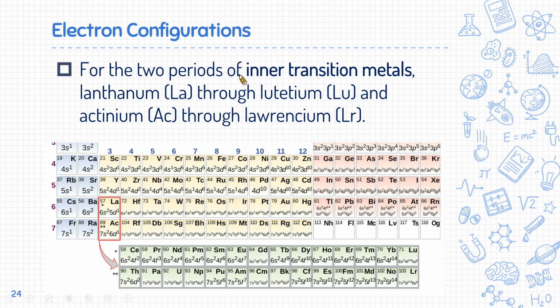For the 2 periods of inner transition metals, lanthanum, lutetium, actinium, lawrencium, as you can see in this periodic table, is from here to here, and from here to here. These are the inner transition metals.